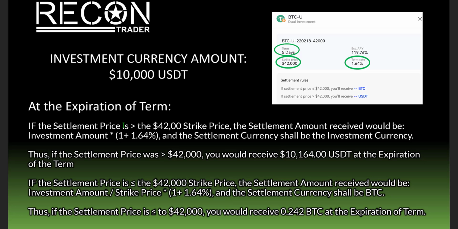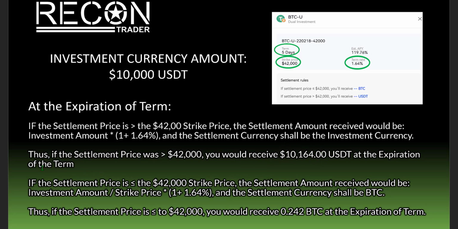And so if the settlement price is less than the $42,000 strike price, the settlement amount received would be investment amount multiplied by 1 plus 1.64%. And in this case, the settlement currency would be the investment currency, which was USDT. Thus, if the settlement price is greater than the 42,000, you would receive 10,164 USDT. Again, you're getting your initial 10,000 plus the term rate of 1.64% at the expiration of the term.